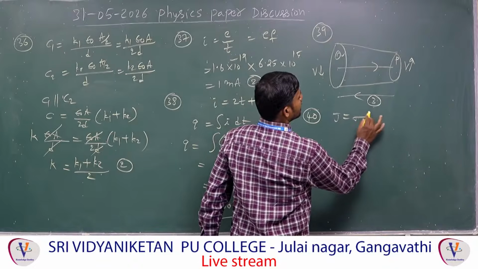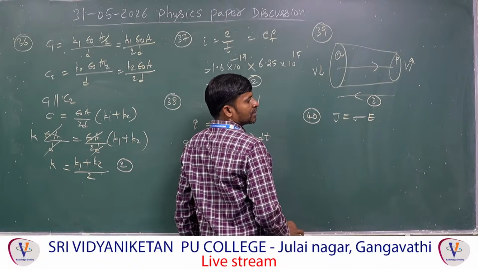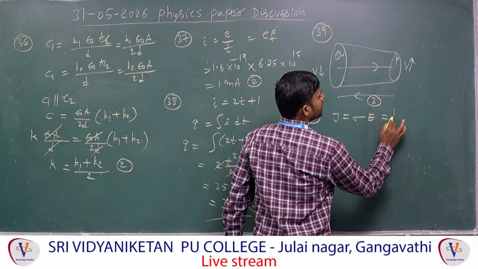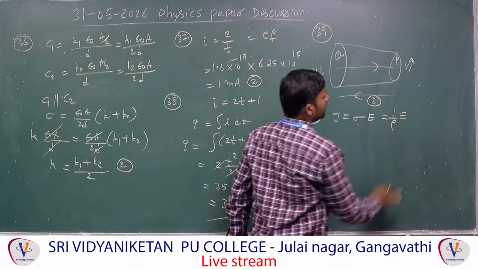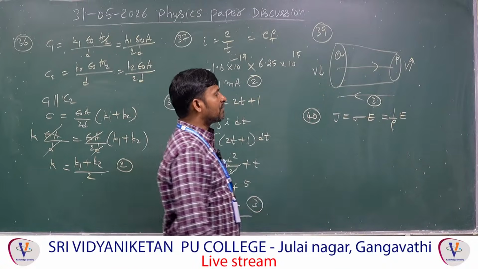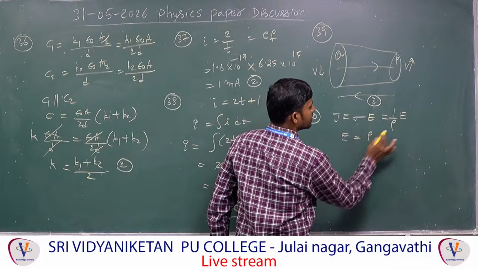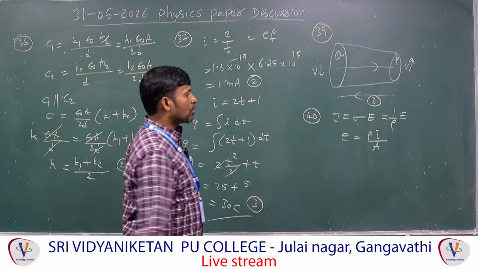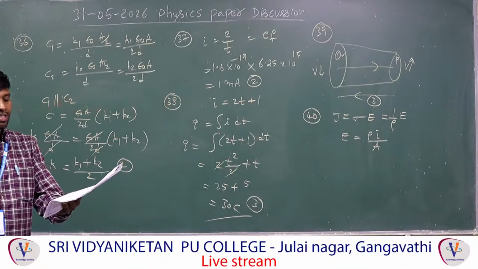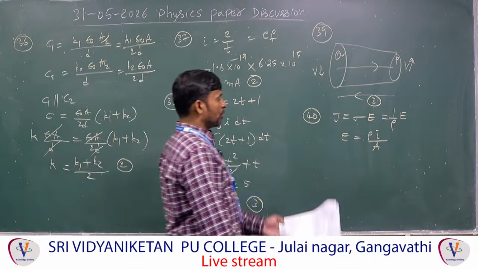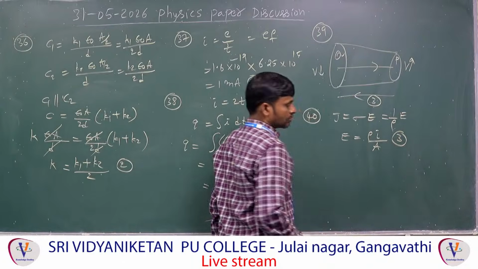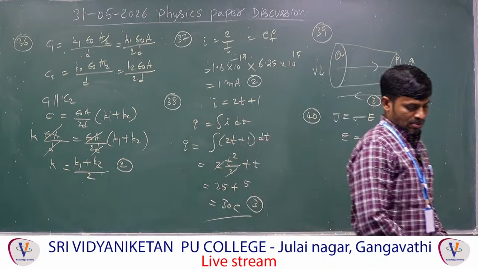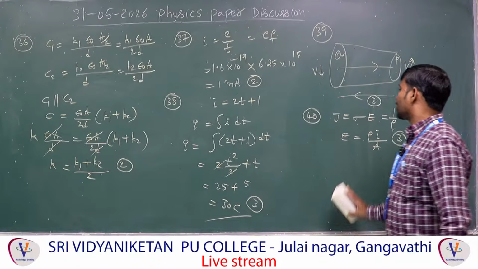J is equal to sigma E. Sigma means 1 by rho, into E. That's why it is asking for the electric field. E is equal to rho into J, and J is current by area, so E is rho I by A. Three values are given, so we get the third option.